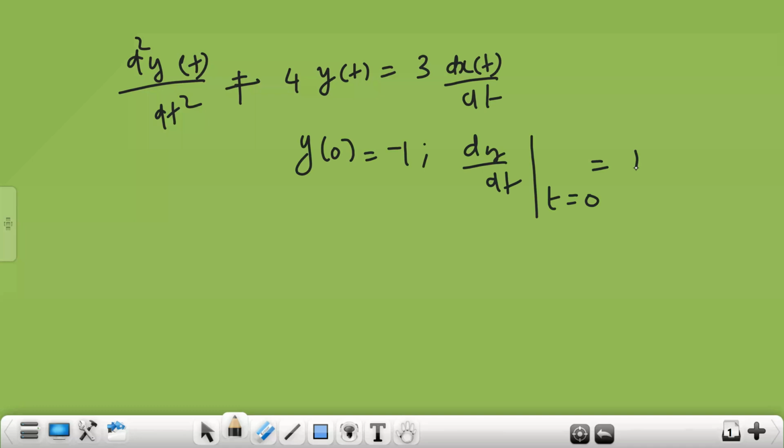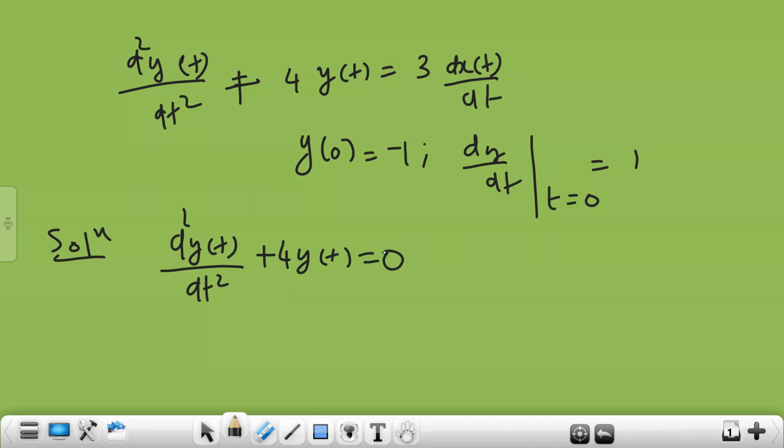So these are the initial conditions given. We have to find the natural response. Now what do you mean by natural response? While finding the natural response, you have to set your input as 0. So kindly rewrite the given equation. The right hand side of the given equation will be 0. So this equation will go like this: d square y of t by dt square plus 4y of t will become 0. Correct? Why are we setting the right hand side as 0? Because we are finding the natural response, and the input should be 0.